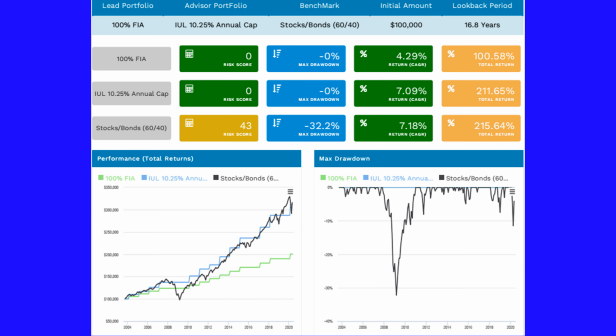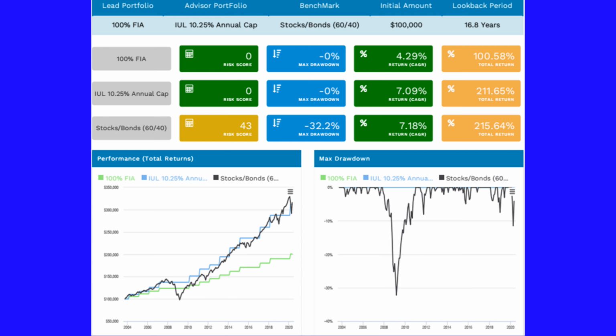So using our on-point risk analyzing tool, we've done a comparison from September 1st, 2003 through April 1st, 2020, the max that we can do with this comparison. Okay? We have a fixed index annuity with a 4.5% cap and an index universal life policy with a 10.25% annual cap, and the traditional risk mitigation plan with a 60-40 stocks bonds mix.